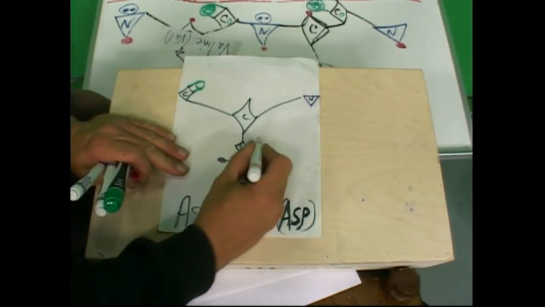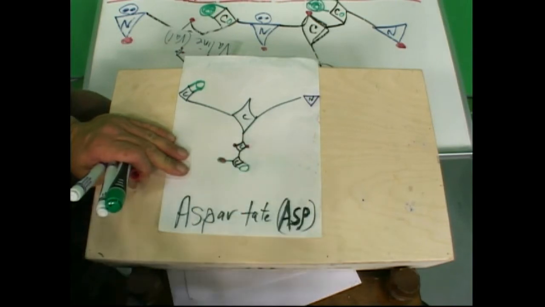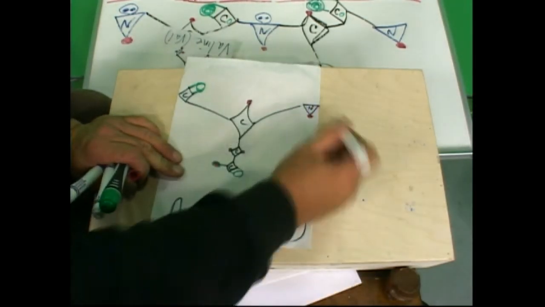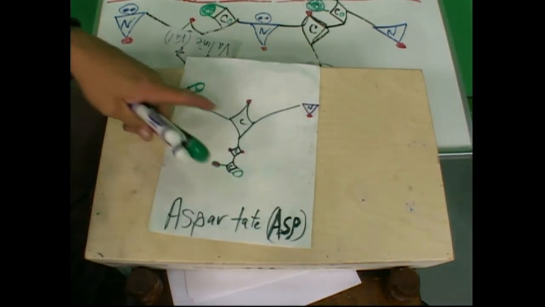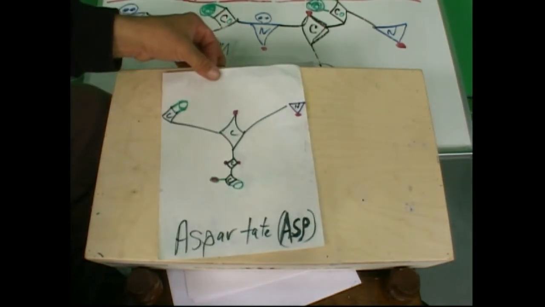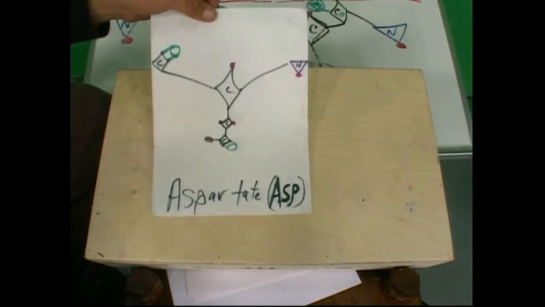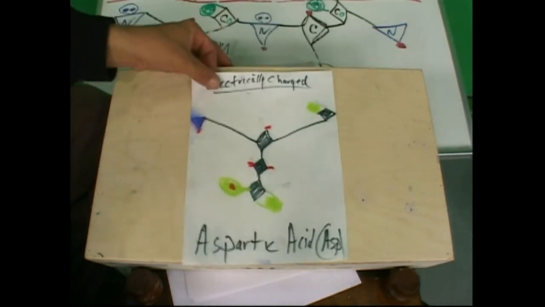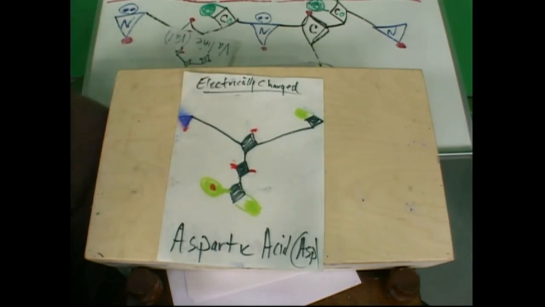We got four bonds on that carbon. That takes care of that one. Takes care of that. Takes care of that. So carbon's got all the corners. Got to cover all the bases. So there's aspartate. Aspartic acid, actually. We didn't do the ion. I know, I'm blabbering. Okay, so there it is, all colorful.